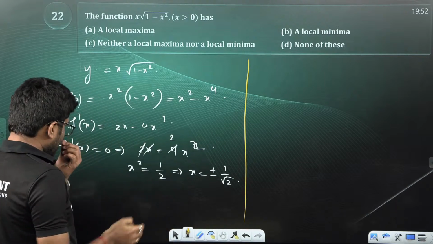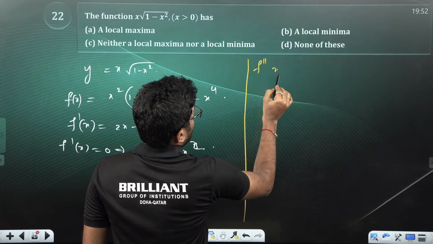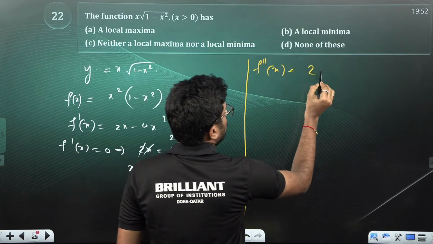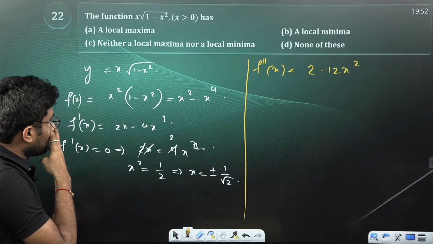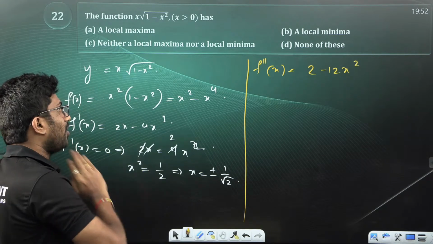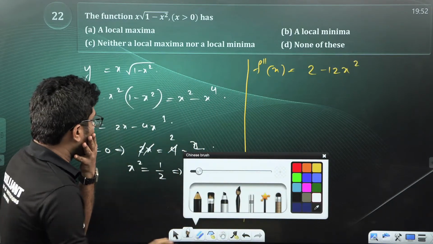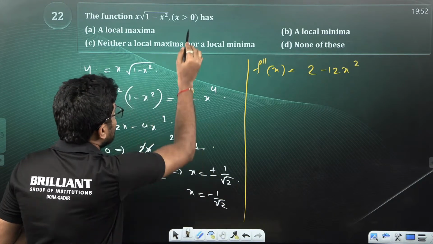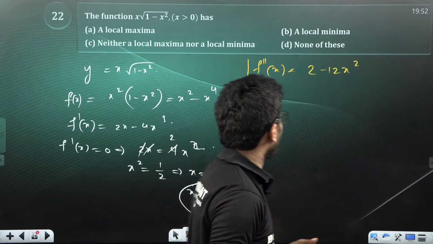Now if you see at x is equal to 1 by root 2 and minus 1 by root 2, find f double dash x. What is f double dash x? For 2x it is 2, minus 4x cube, 4 threes are 12x square. For x is equal to 1 by root 2 and x is equal to minus 1 by root 2, f double dash x is going to be the same. Actually, we shouldn't take x is equal to minus 1 by root 2, because x is greater than 0. So x won't be minus 1 by root 2.